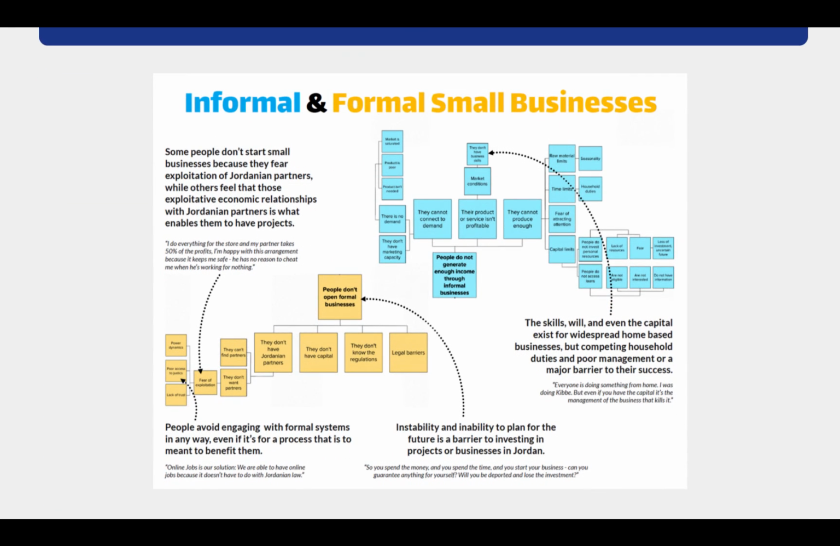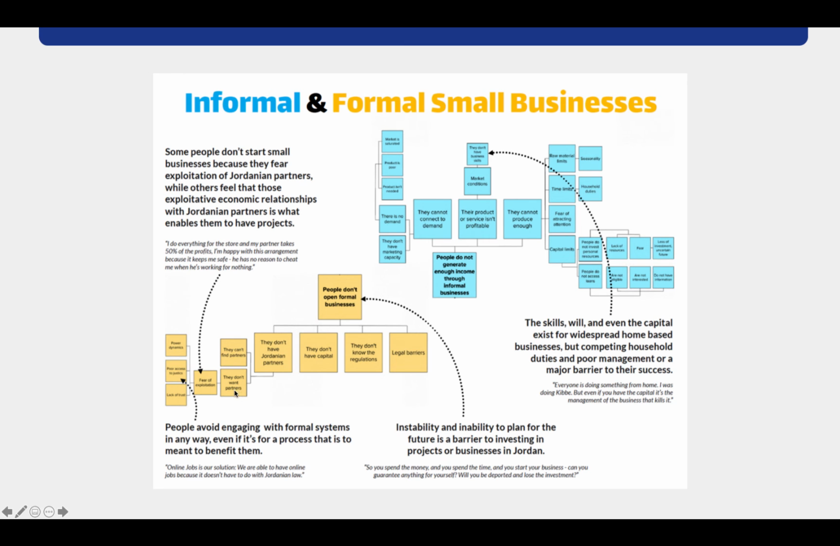This is a third example of a mind map. This is around a project in Jordan around informal and formal small businesses. So, in this particular example, the team started to explore why people don't open formal businesses, and they came up with some reasons. Some reasons are the legal barriers, or they don't know the regulations, or they don't have capital, or they don't have Jordanian partners. But why they don't have Jordanian partners? Oh, because they can't find them or they don't want partners.